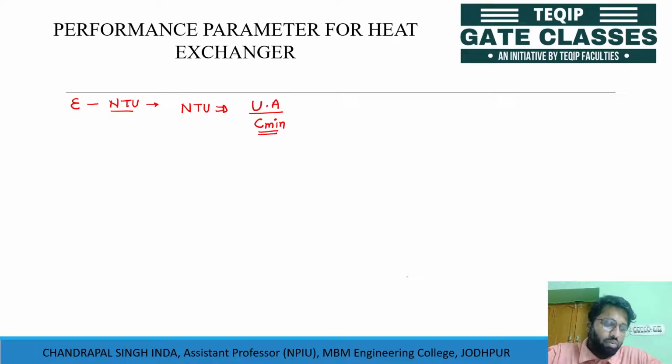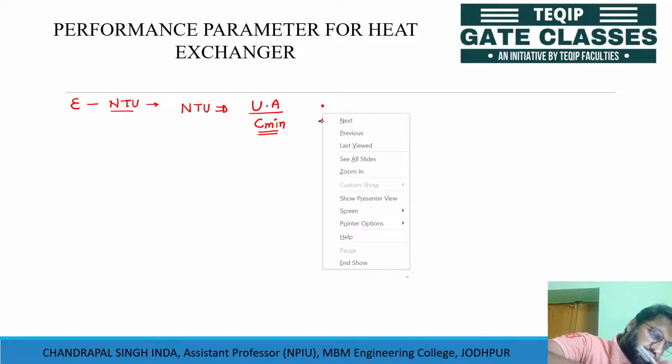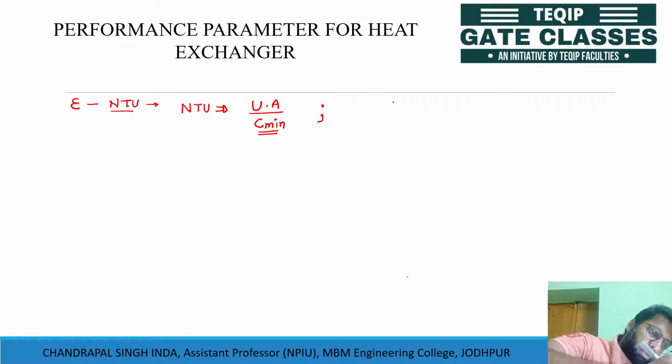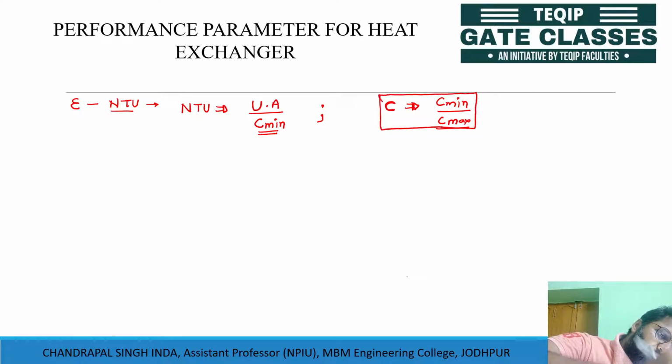Now, one more term is here, the heat capacity ratio, which is represented by C and is equal to C minimum by C max. It is a ratio of the minimum heat storage capacity to the maximum heat storage capacity. So this will be in the formula.